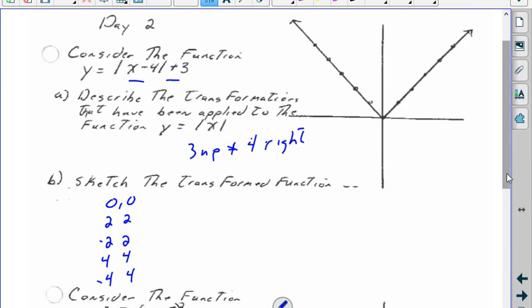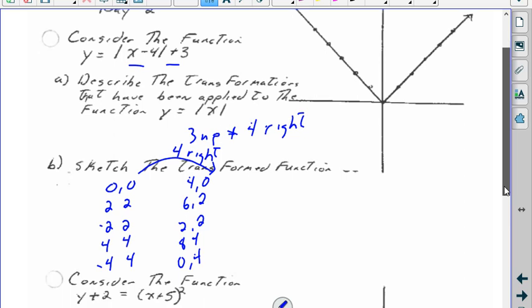Again, I like this idea of doing this. We are going to go 4 right. So that means the point (0, 0) became the point (4, 0). This became (6, 2). This became (2, 2). This became (8, 4). And this became (0, 4). So by moving it 4 right, I changed all the x coordinates.